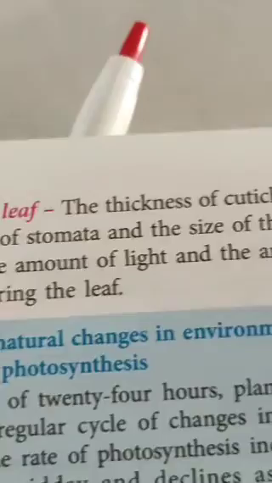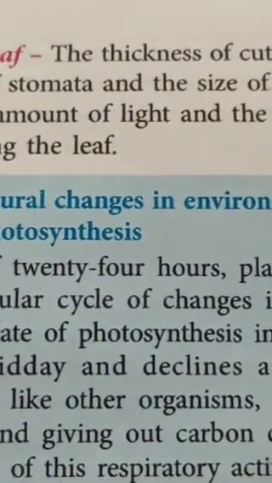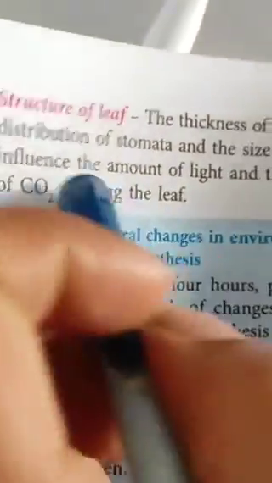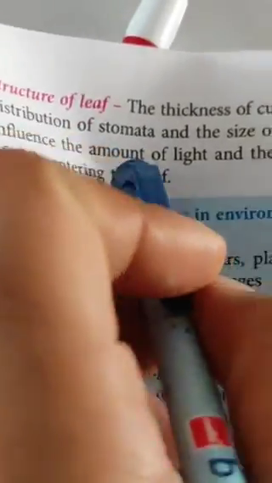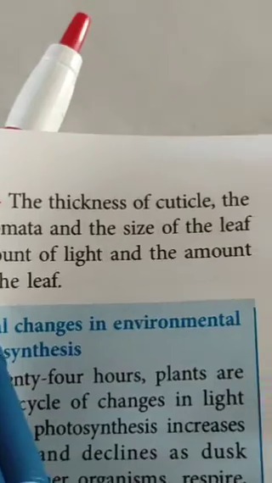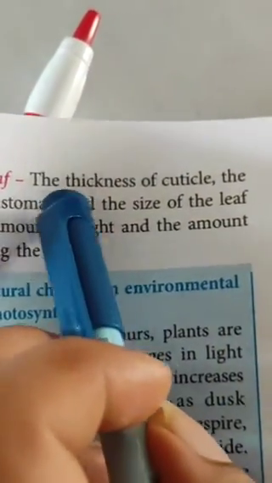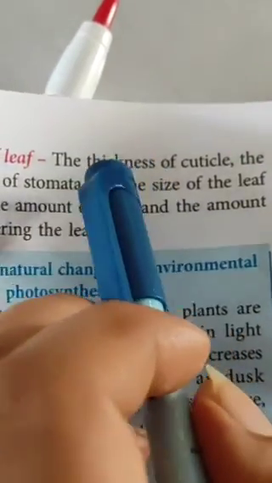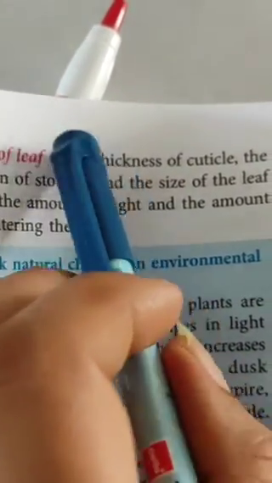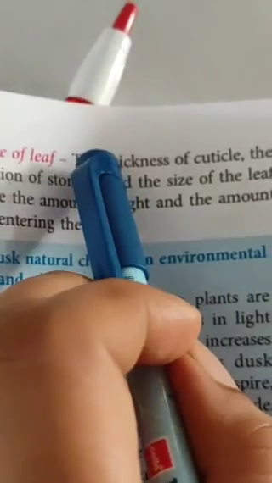Next is structure of leaf. So thickness of leaf, thickness of cuticle, number of stomata, size of leaf, all these are also affecting the rate of photosynthesis. If the cuticle is thin, more sunlight can penetrate into the leaf. That means more photosynthesis. If the cuticle is thick, there will be less photosynthesis.